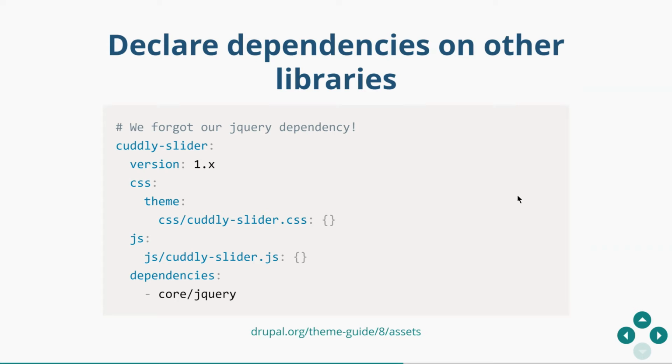So in order to get Cuddly Slider to work, my JavaScript is dependent on jQuery. This is what a dependency looks like, and I'm just going to use the jQuery from core. You could also use a custom one that you want. You don't have to use weird modules to overwrite it and whatever kind of crazy junk that we used to have to do in Drupal 7. A lot simpler.